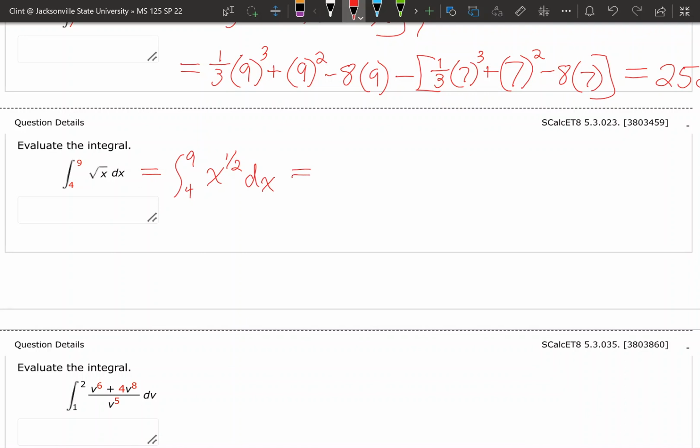So for our antiderivative, we add 1 to the exponent. So 1 with a common denominator of 2 would be 2 over 2. So if we add 1 over 2 to 2 over 2, we get 3 over 2. And then we got to divide by 3 over 2. If you remember your fraction rules, when you divide by a fraction, that's the same thing as flipping and multiplying. So we get 2/3 x to the 3 over 2. And then we want to evaluate that from 4 to 9.